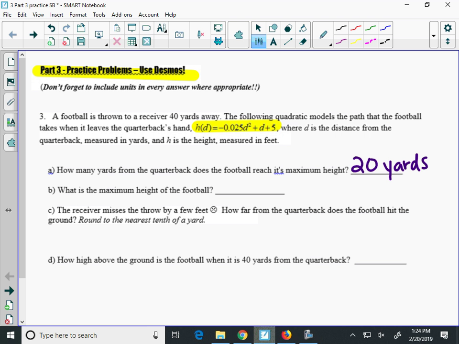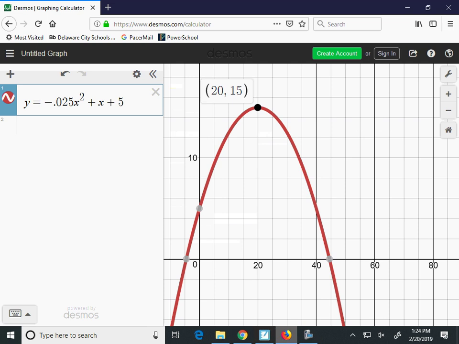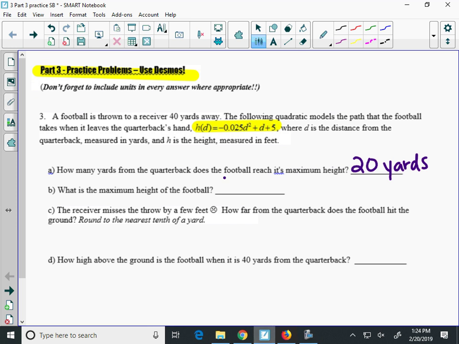What is the maximum height of the football? Well, that would be the y value, the 15. Now remember, the y values are measured in feet. So the football is 15 feet above the ground.